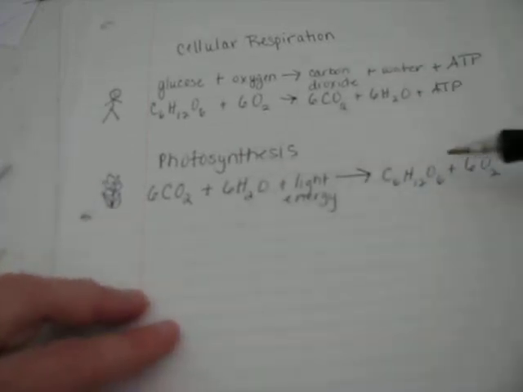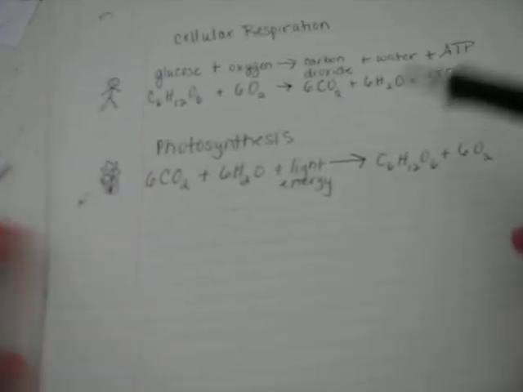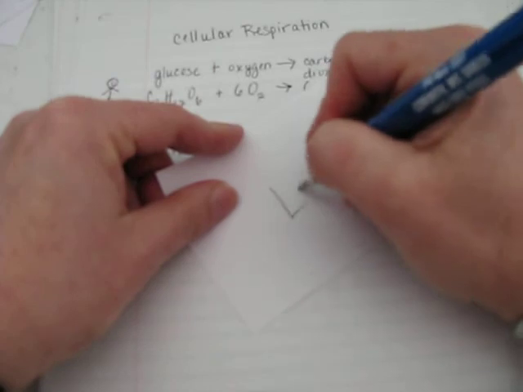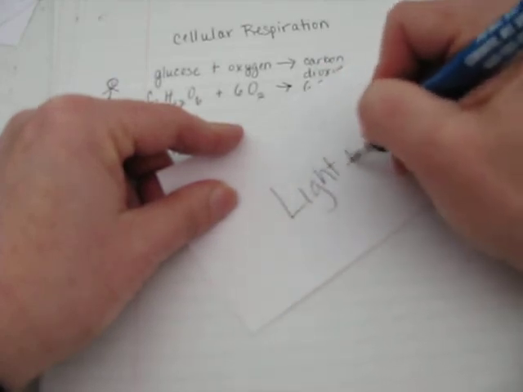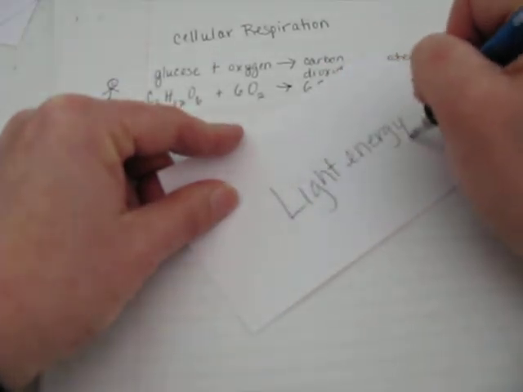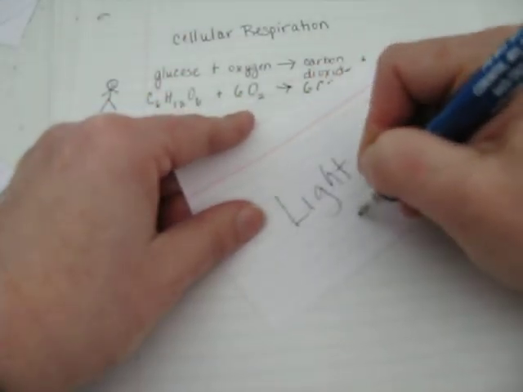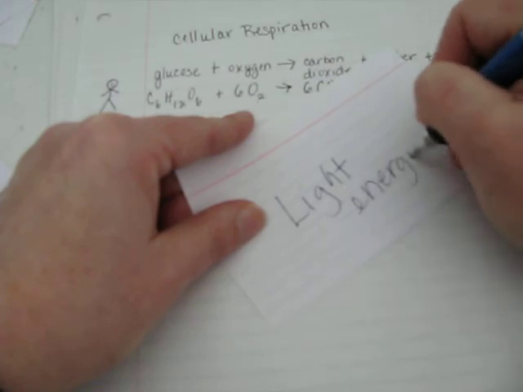So the only other card we need to make is a light energy card. Alright, so what we're going to do is we'll put light energy here. And if you want to draw like a sunshine or something on that to help you remember what that means, that's fine. And I really didn't need to do it on both sides, but I did.